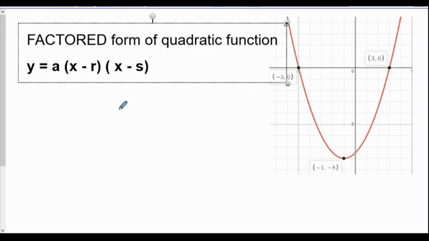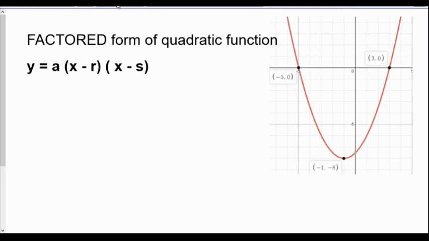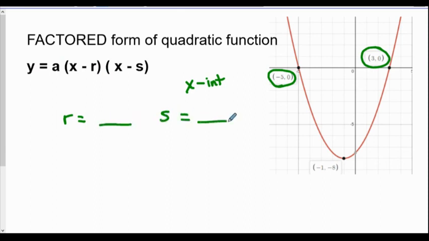You'll notice with this function here, what's different about this one is that we actually know the location of the x-intercepts. So these are our x-intercepts here. I have an x-intercept at (-5, 0), and I have another x-intercept here at (3, 0). And we're going to use the x-intercepts. It doesn't matter which one is which. One of those is R, and one of those is S. So I'll use R equals -5, and S equals +3. Okay? So it's quite simple.